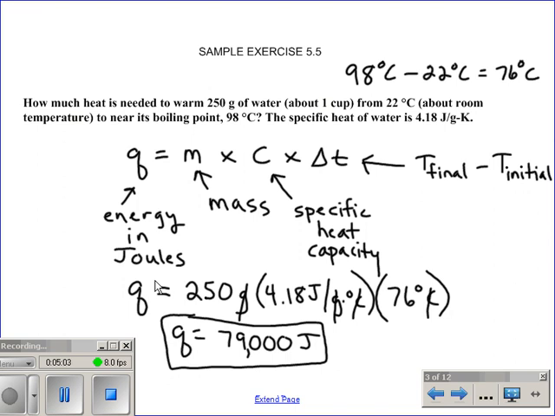So to summarize what this all means, this is how much heat in joules, energy in joules, it would take to warm 250 grams of water from room temperature to about its boiling point. So that's an endothermic process. That's why our Q is positive. So positive 79,000 indicates that our overall energy was actually added to the system for this process to occur.